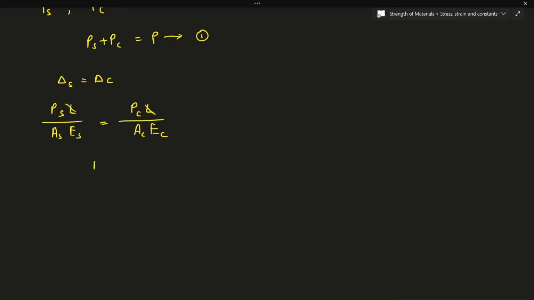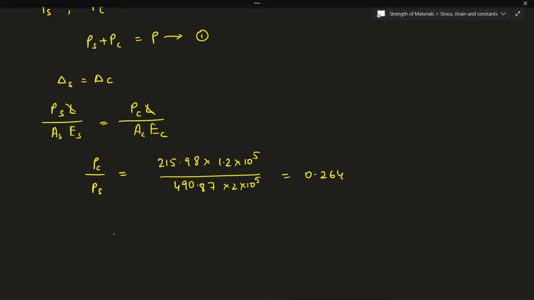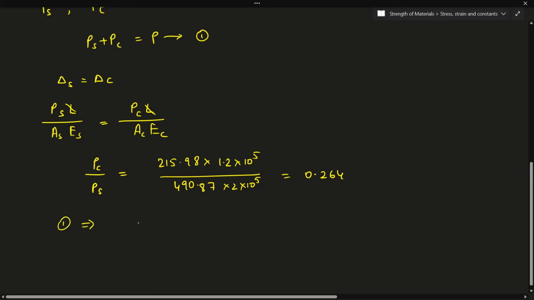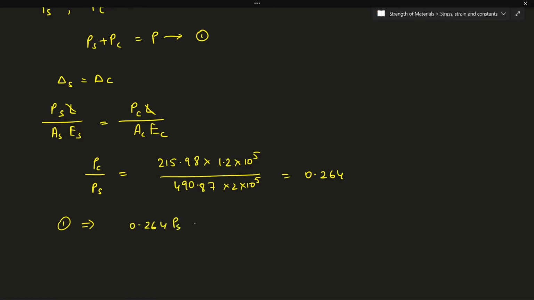So now I can write PC by PS will be given as, if I substitute all the values, 215.98 into 1.2 into 10 to the power of 5 divided by 490.87 into 2 into 10 to the power of 5. Now if I simplify this, I'll get 0.264 as the answer. Now if I substitute this back in equation 1, it becomes 0.264 PS plus PS will be equal to P.